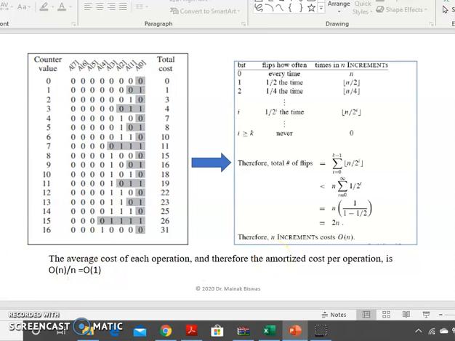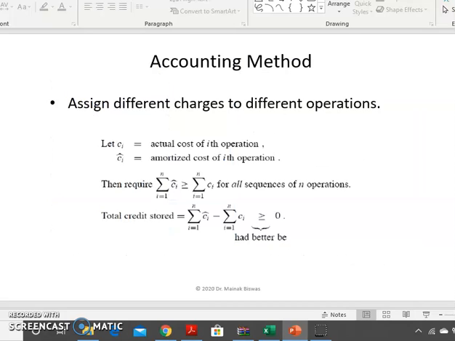Now we come to the accounting method. We assign different charges to different operations. c_i is the actual cost, and c_i hat is the amortized cost of the ith operation. We want the amortized cost to always be greater than or equal to the actual cost for all sequences of n operations. We store the credit, so the credit should never become negative, and the average cost should always be lesser than the worst case.